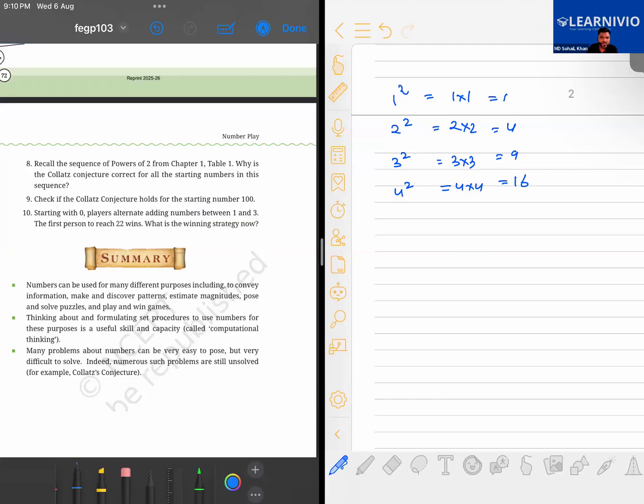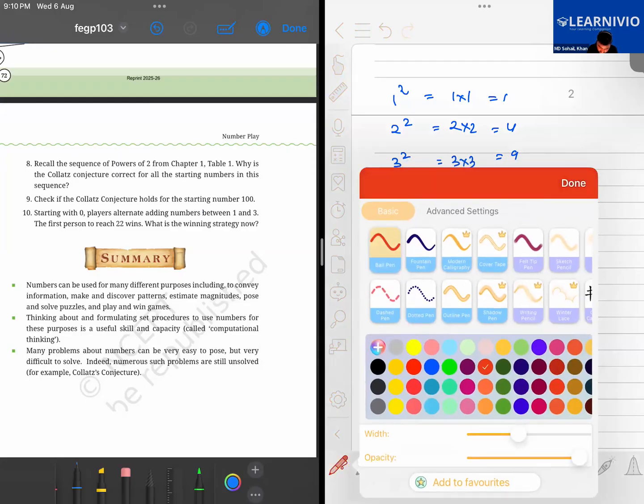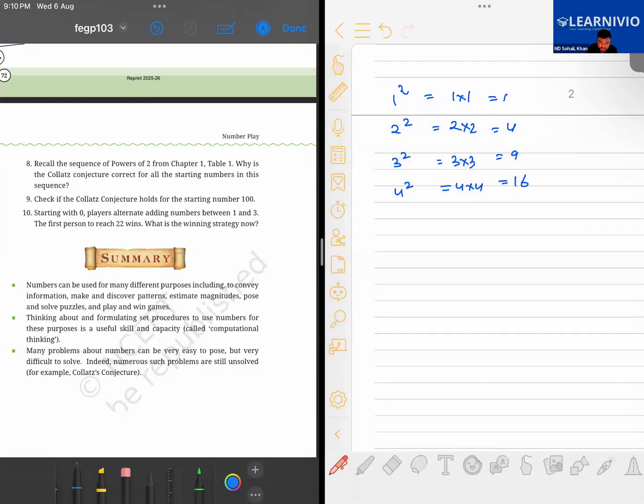So the question here says, why is the Collatz conjecture correct for all the starting numbers in this sequence? What have we learned about the Collatz conjecture? You guys remember that now? If you have an odd number, or if you have an even number, what do we do to that? Have you guys opened the table?